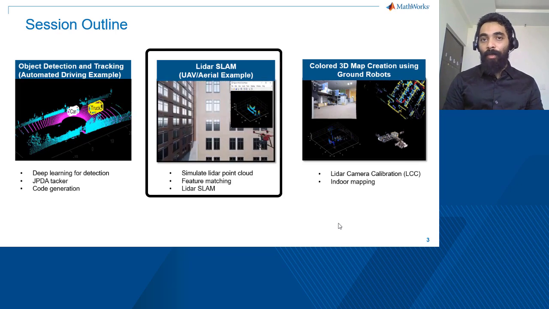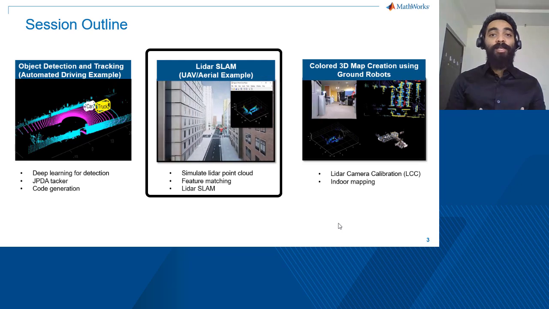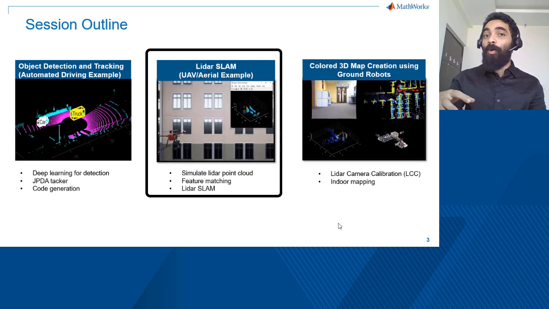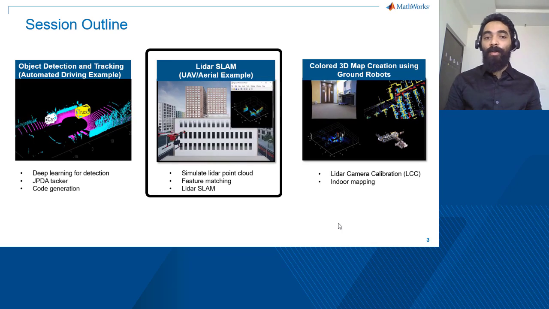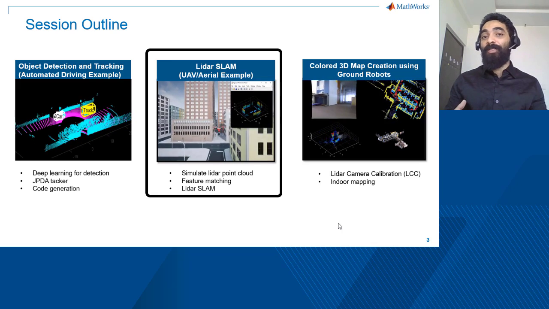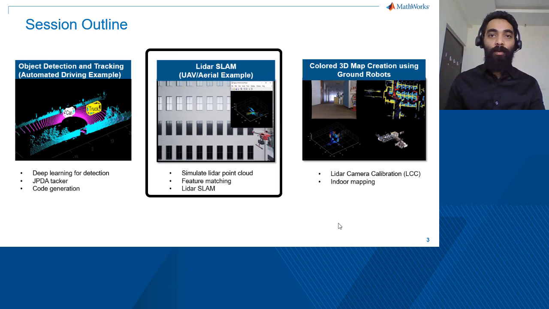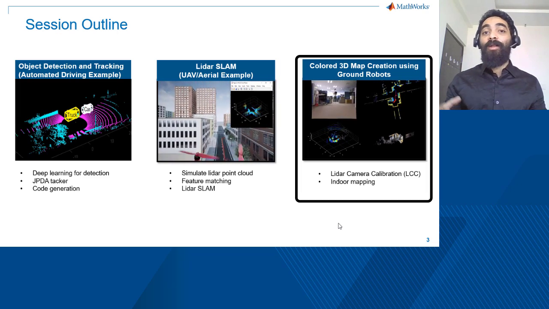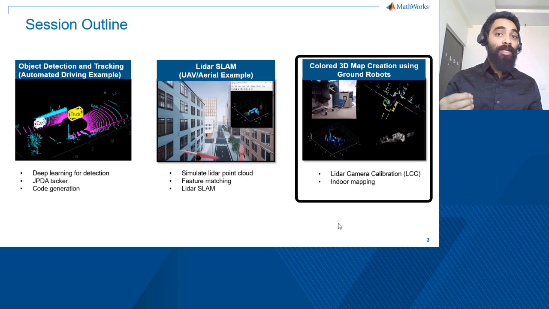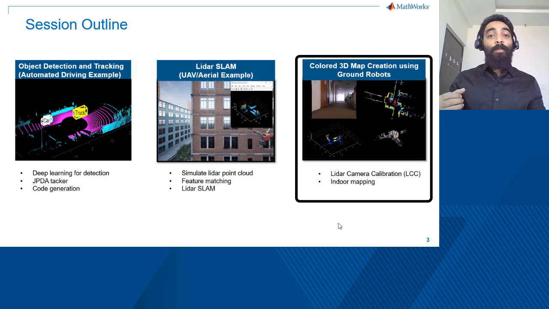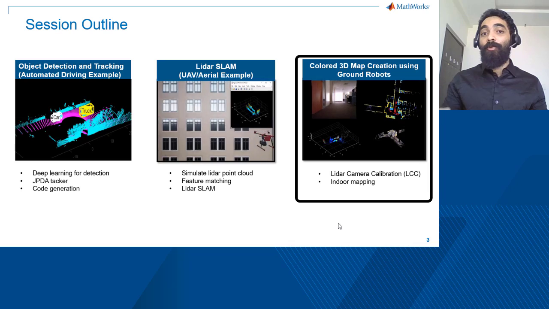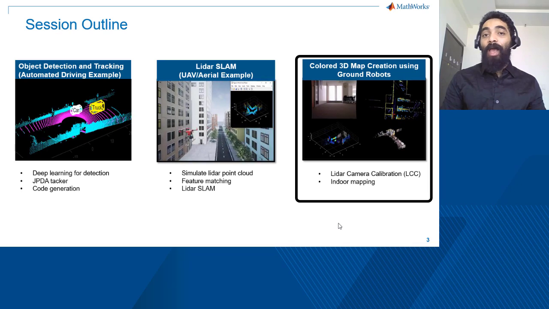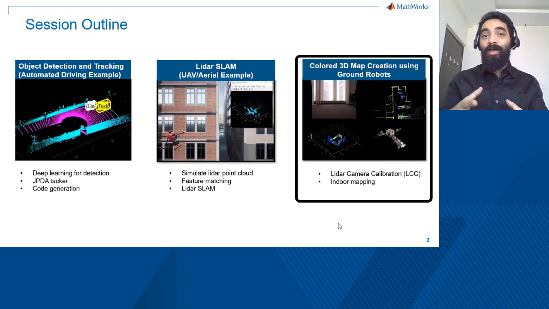In the second example, we'll implement simultaneous localization and mapping on a point cloud data streamed from a LiDAR sensor mounted on a UAV in a simulation environment. We'll show how to perform feature mapping LiDAR SLAM in this example. In the third example, we'll see how to create a 3D colored map of an office arena using a ground robot. We'll perform LiDAR camera calibration and use this data to combine camera data with LiDAR data. And then we'll perform mapping with these colored point clouds.